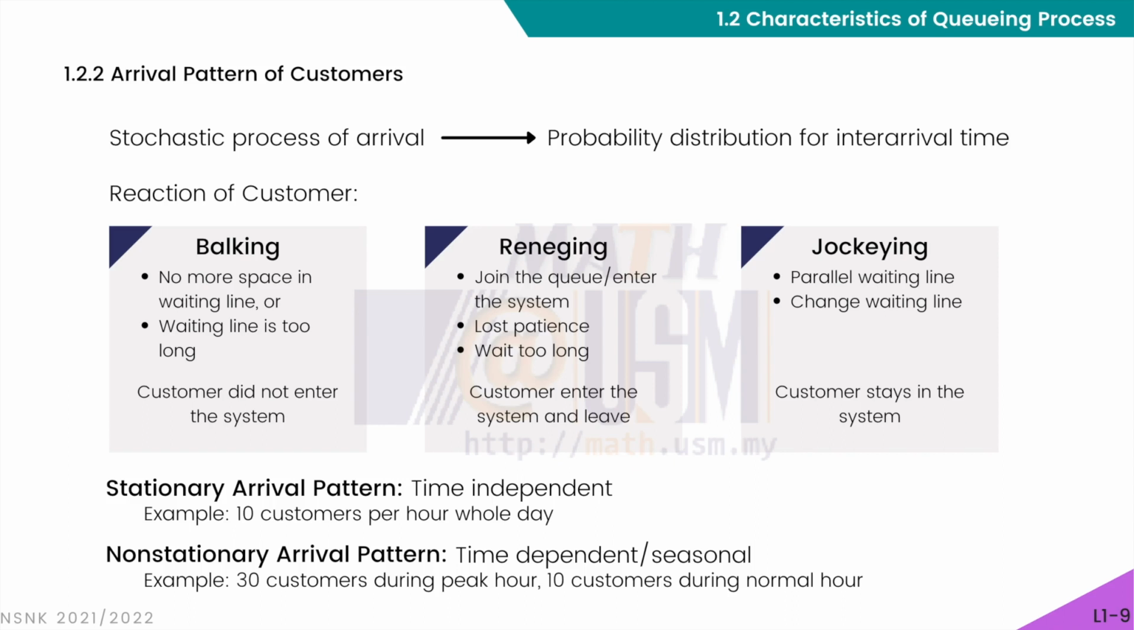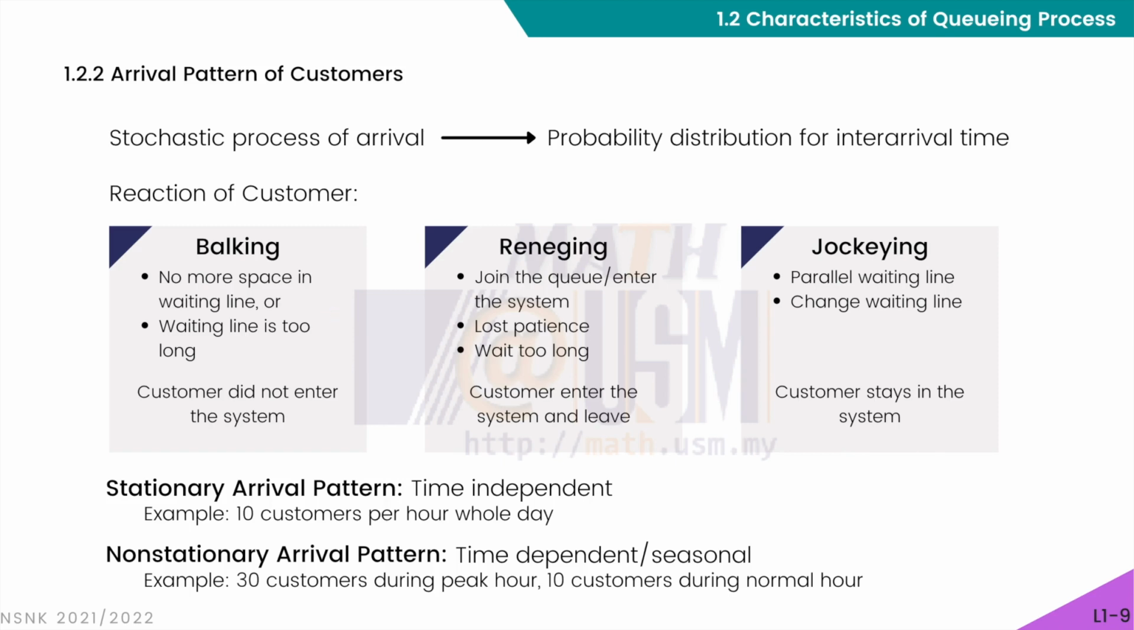Okay, apart from that, it is also necessary for us to consider the reaction of the customer before entering the system and after the customer has entered the system. So 3 possible reactions are known as bulking, reneging, and jockeying. So for bulking, basically the customer did not even enter the system. The customer sees there is no more waiting space in the queue, or maybe the waiting line is too long, so the customer decides not to enter the system at all.